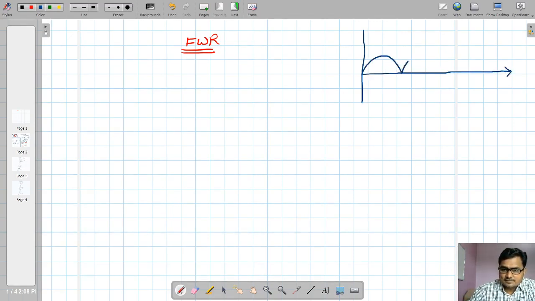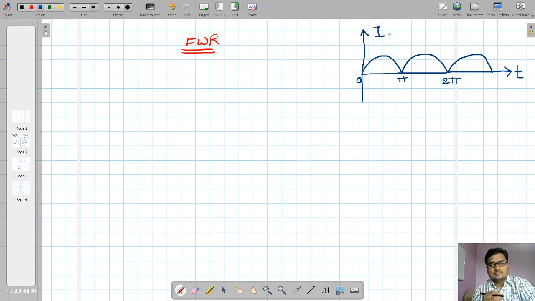Look at this. This is the output waveform that I'm getting. For the period of 0 to pi there is a signal, and for the period of pi to 2 pi, yes, there is a signal. What is there on the x-axis? There is time on the x-axis, and on the y-axis you can consider either current or voltage, because current and voltage waveforms for a rectifier are the same.